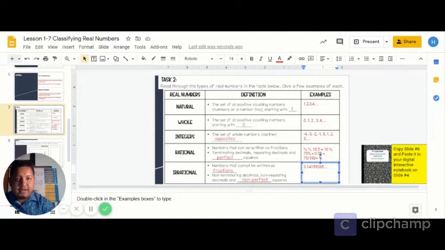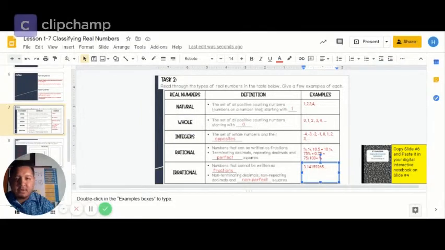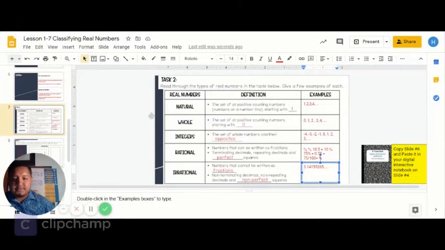Also, if we find the square root of 2, for example, the square root of 2 is not going to be a perfect square. So we will learn more about that in the coming lessons.